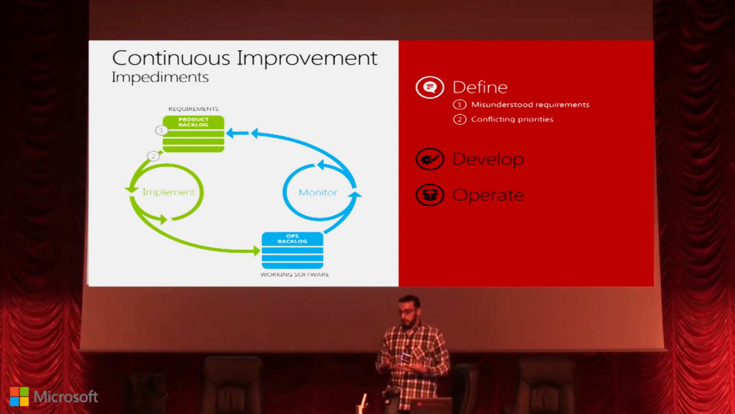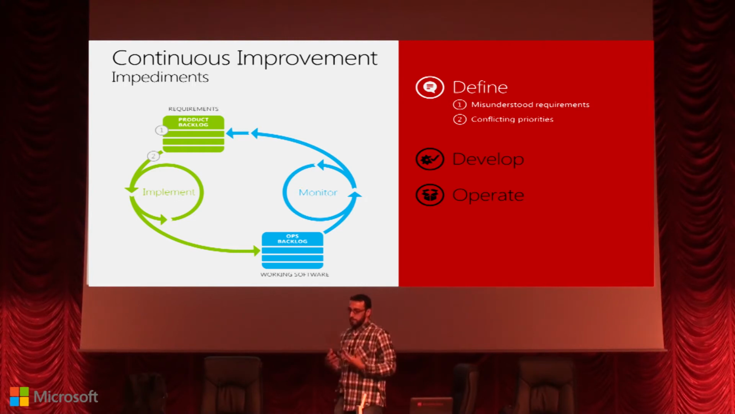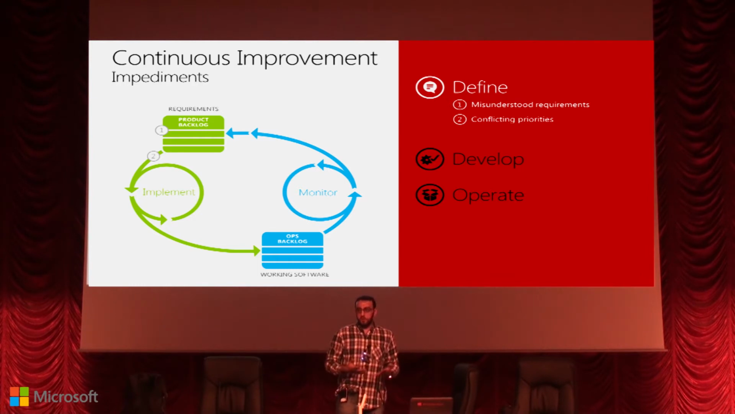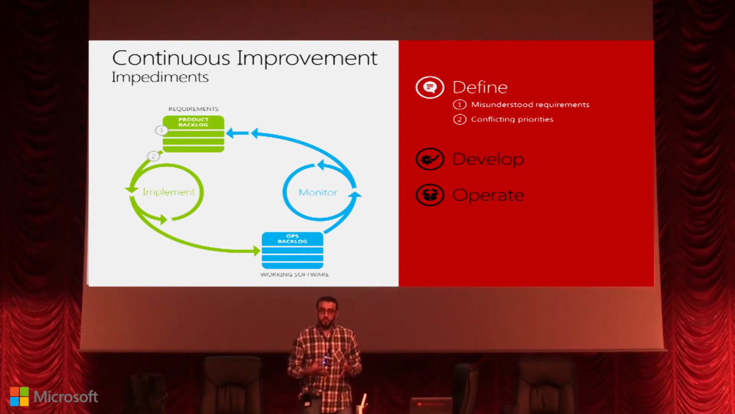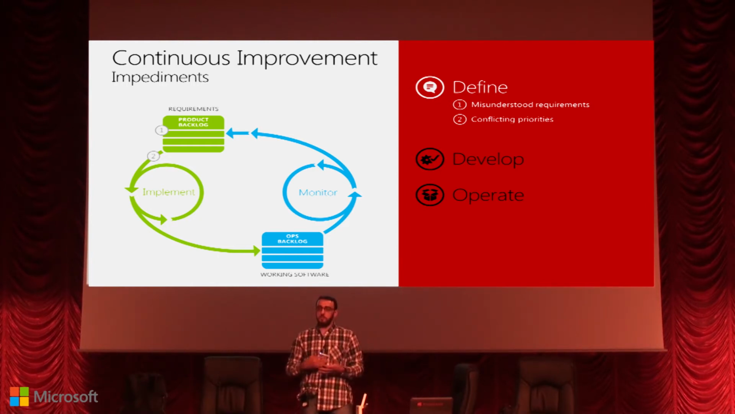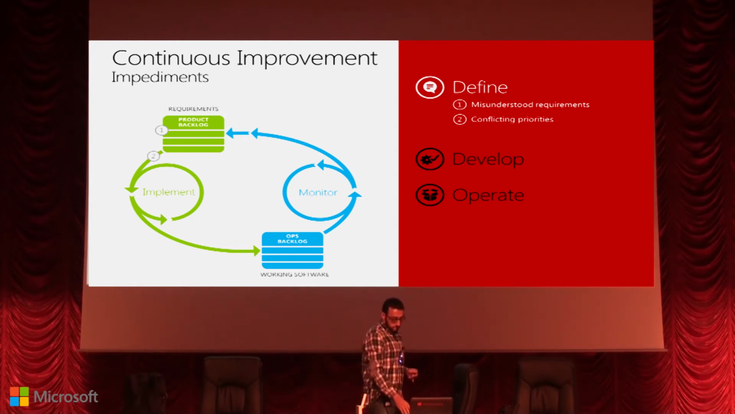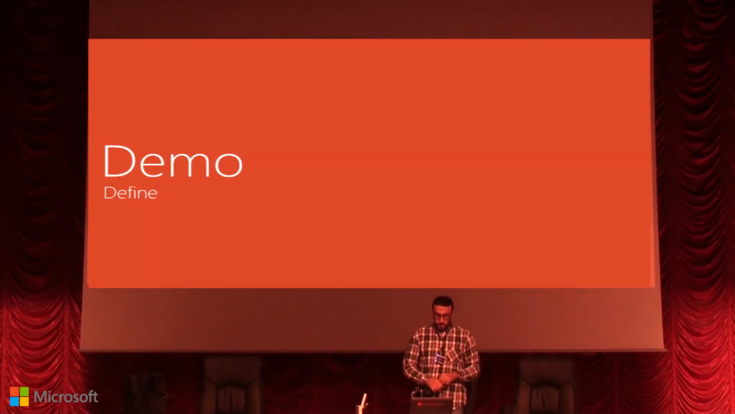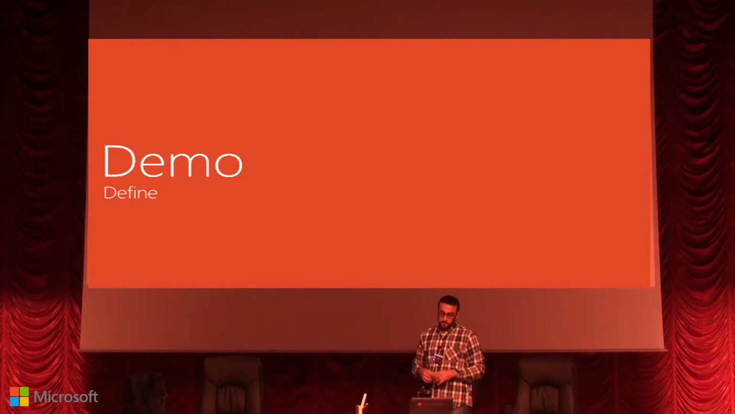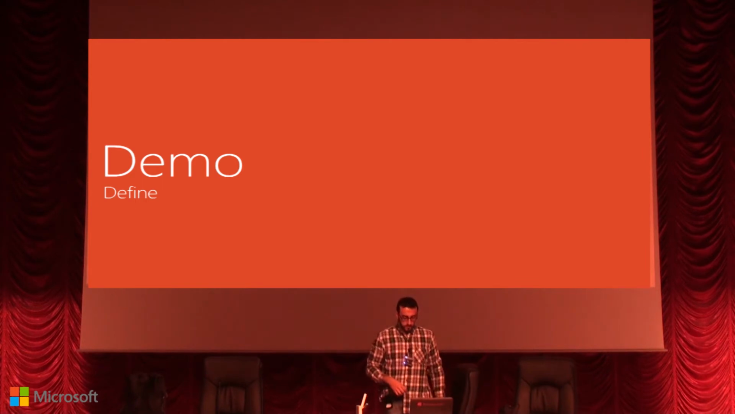Another problem, if you have a complex solution, is managing conflicting priorities. The customer will have many requirements, each with a different priority, and you are managing a limited set of resources. You have to be careful about how you manage the priorities and how you implement the important things first. So we'll start a demo about the new features in VS 2010 that will help us in this definition phase.